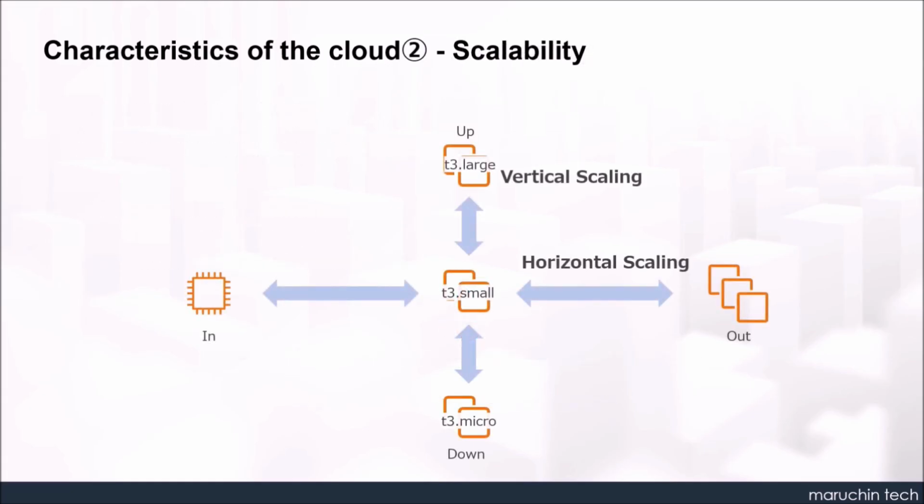Next, let's talk about scalability. Scalability is the ability to adjust your system performance or size based on demand. Scaling up means increasing the power of the server. Scaling out means adding more servers. The opposite is also true. Scaling down makes the server less powerful, and scaling in reduces the number of servers.